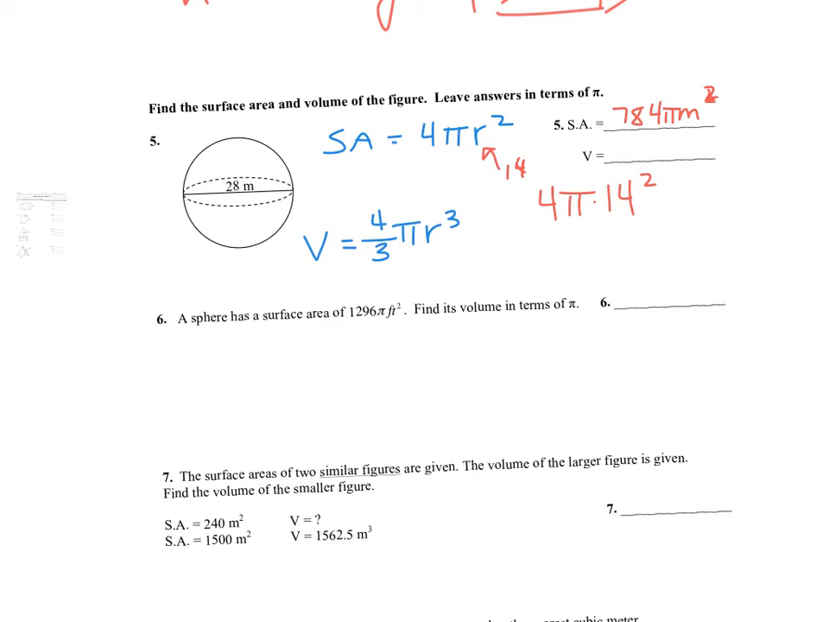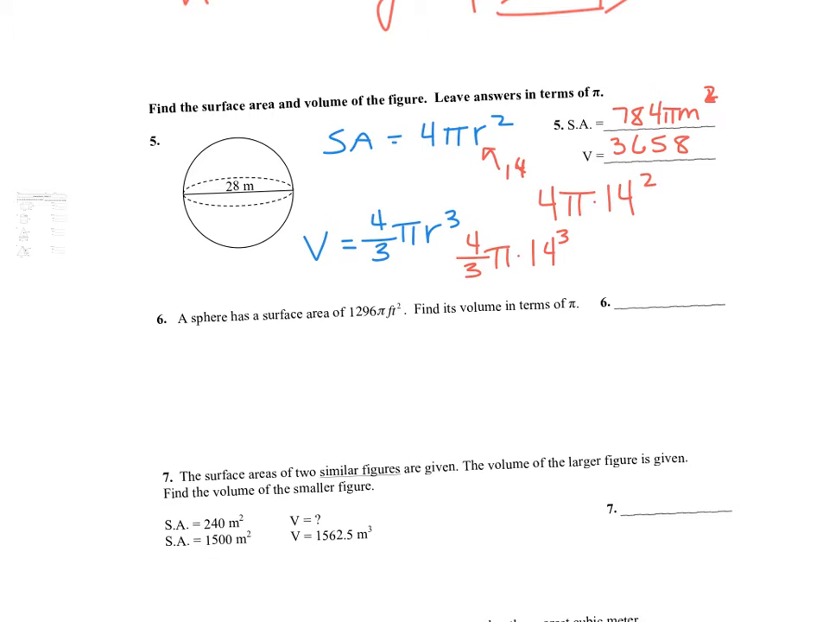For volume, 4/3 pi r cubed. You're going to take 4/3 times pi times 14 cubed. So 4 divided by 3 times 14 cubed is a really ugly number, but that's okay. So 3,658. What's 0.6 repeating?